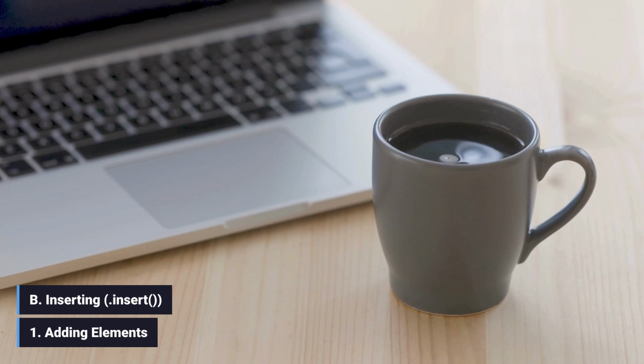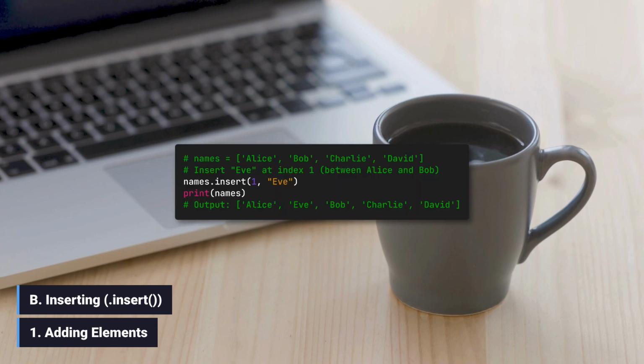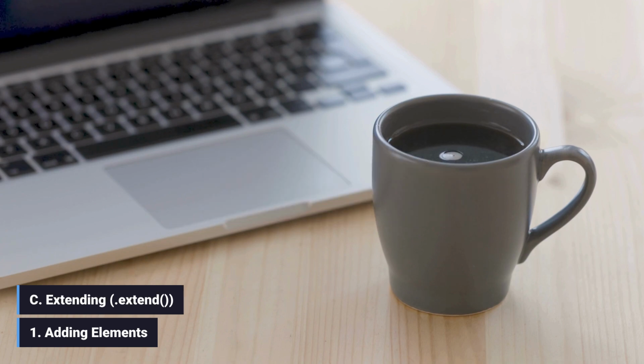B. Inserting, insert. The insert method allows you to add a single element at a specific index. It takes 2 arguments, the index position and the item itself. C. Extending, extend. The extend method is used to add all the elements from another list or any iterable to the current list.